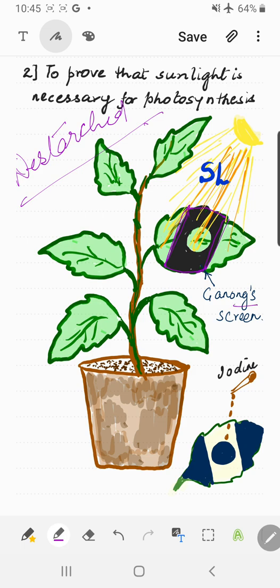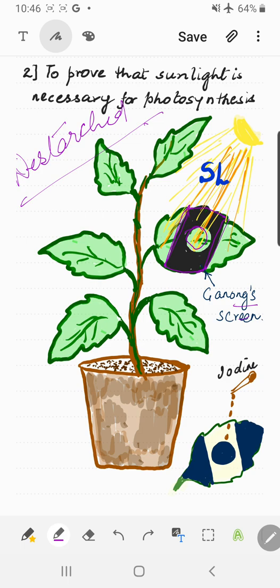When we say Ganong screen, that means there must be a pattern in the center. It could be a circle, it could be a star. This kind of design could also be there in the center, but such screens are known as Ganong screens. If you don't have a Ganong screen, you can take a black chart paper and cut it in the same design and fix it over half of the surface of the leaf, right?